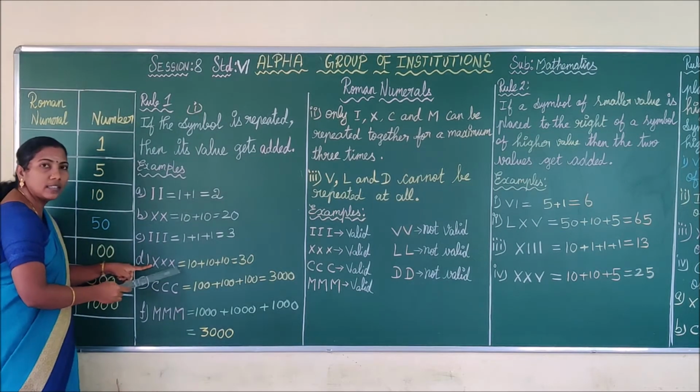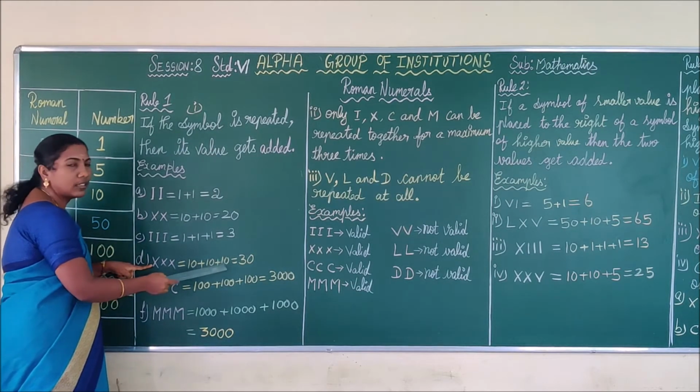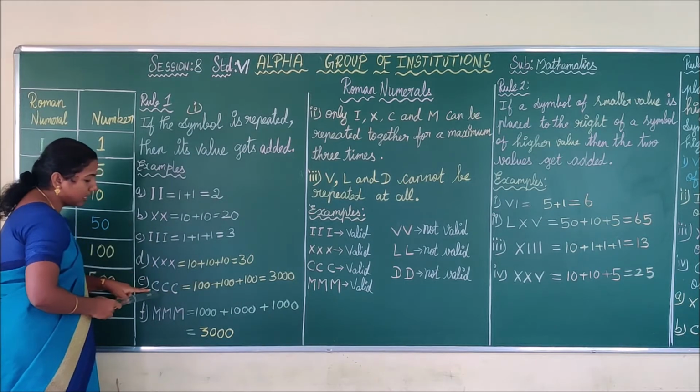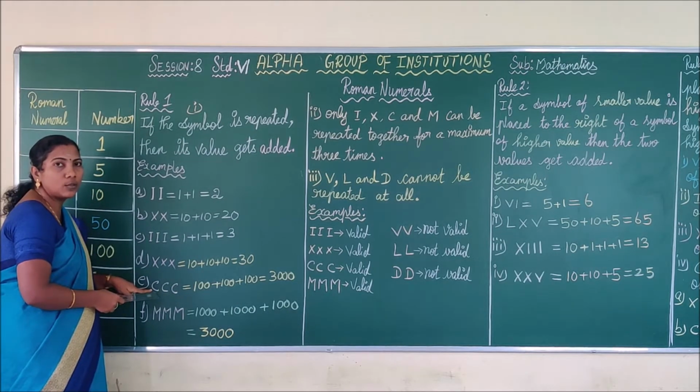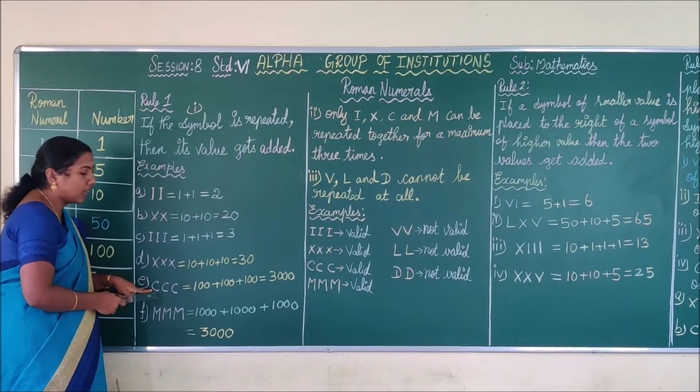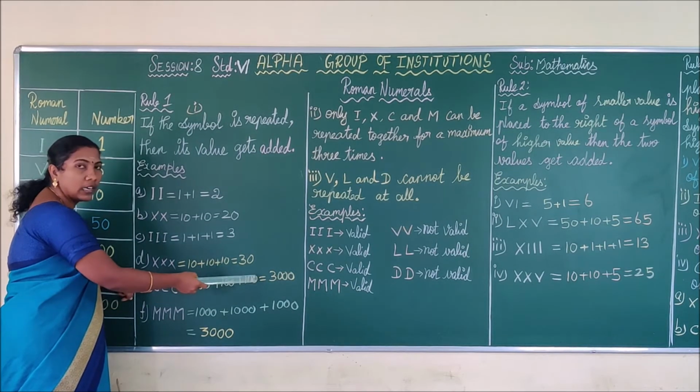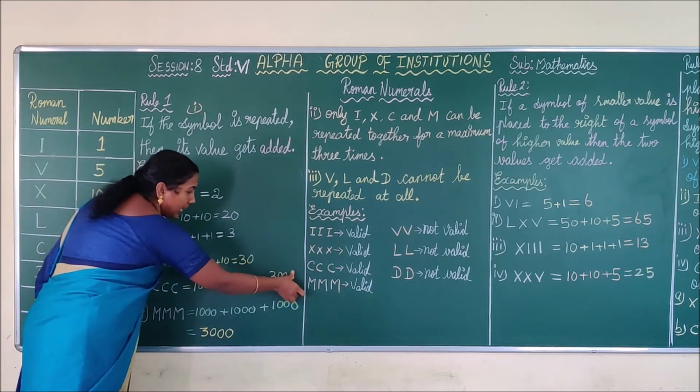X is repeated 3 times. So you have to add 10 for 3 times. You get 30. See here, C is repeated 3 times. What is the value of C? C for centum. So its value is 100. So 100 plus 100 plus 100 is equal to 300.